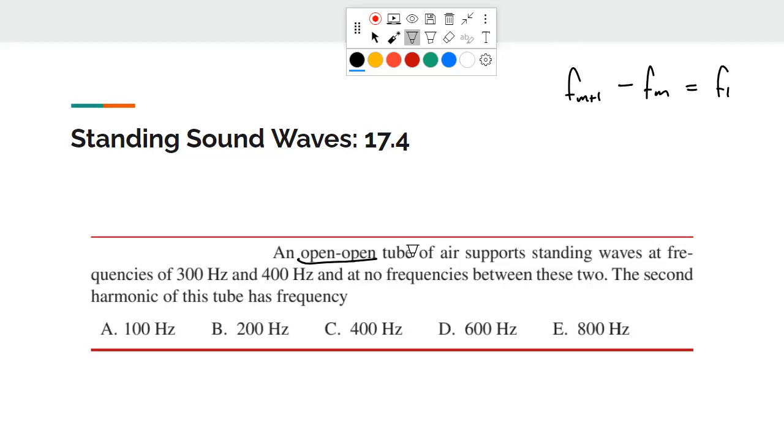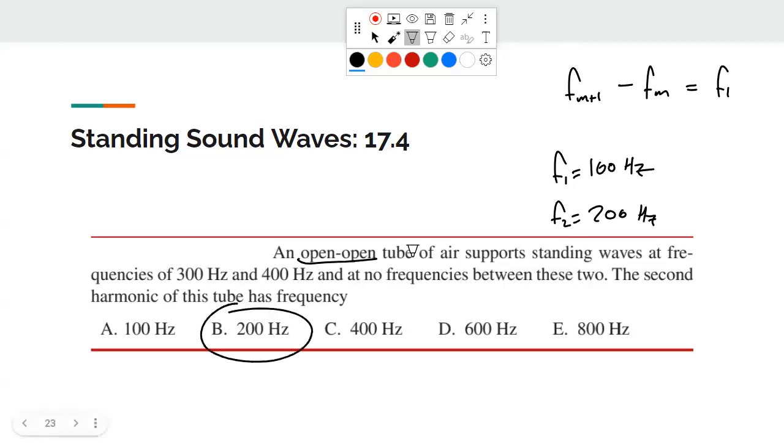Okay, so in this case, we have 300 and 400, and they say there are none in between. So we can immediately say that the fundamental frequency is 100 hertz. And then the second frequency is just going to be twice that. So 200 hertz. We get option B.